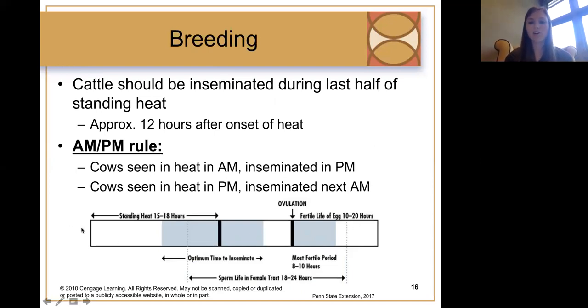And you don't really need to know the specifics of this chart at the bottom. I just have that on there if people are really interested in it. I just want to have the information there. But that shows you when standing heat occurs and then the optimum time to inseminate.